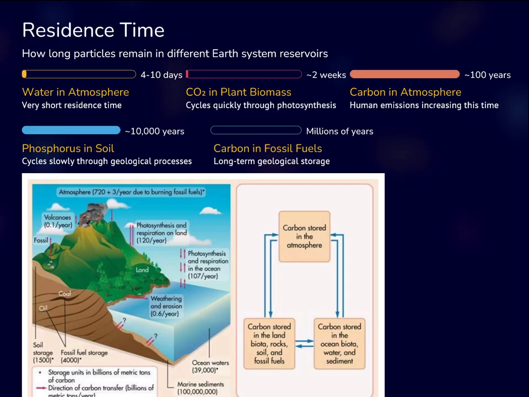Let's talk about residence time. This is how long, on average, a particle stays in a reservoir, meaning it stays stored. The formula is T is equal to big V over little v. Big V is the amount in the reservoir. Little v is the rate of input or output. We can work out certain examples, which we'll do in class.